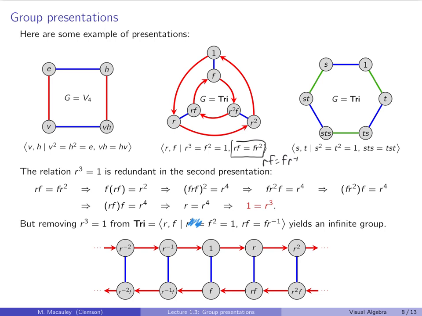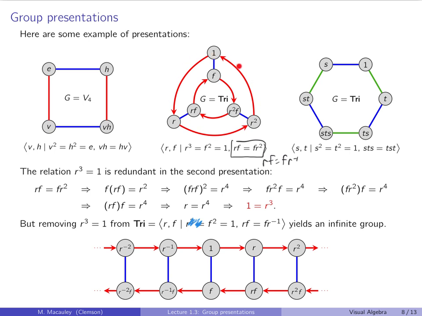And it's not a proof, but let me try to appeal to your intuition. This group is generated by R, the red arrow, and F squared equals 1. And now RF equals F backwards R. There's nothing in here that suggests that there should be a 3 cycle.